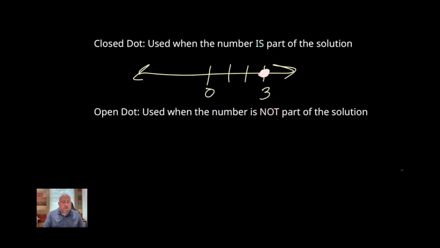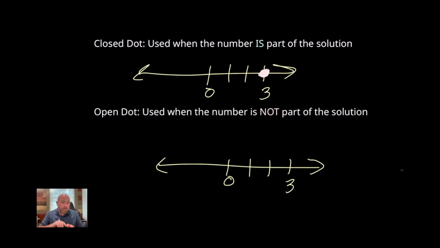Then we have what's called the open dot. The open dot is used when it is not part of the solution. So if we have our number line again, with our 0, 1, 2, and 3, and our solution this time is not 3, so for example x cannot equal 3, what we're going to do is say, okay, it could be any other number, but it cannot be 3. So I would come over here to the 3, and I would just put the circle on the 3.